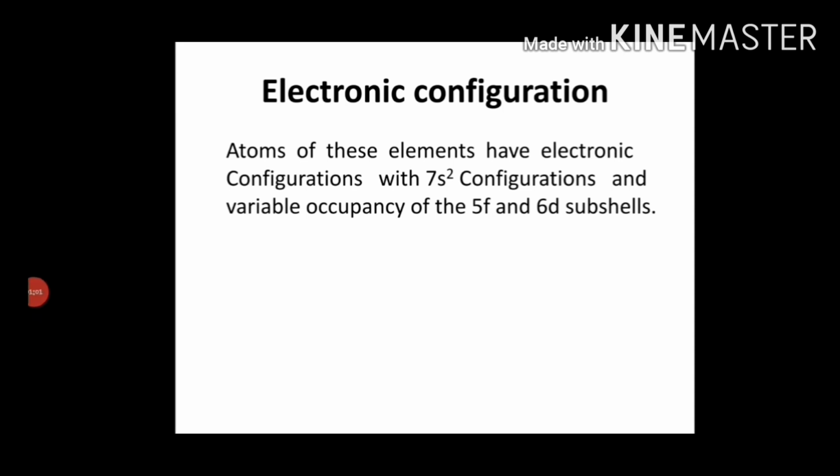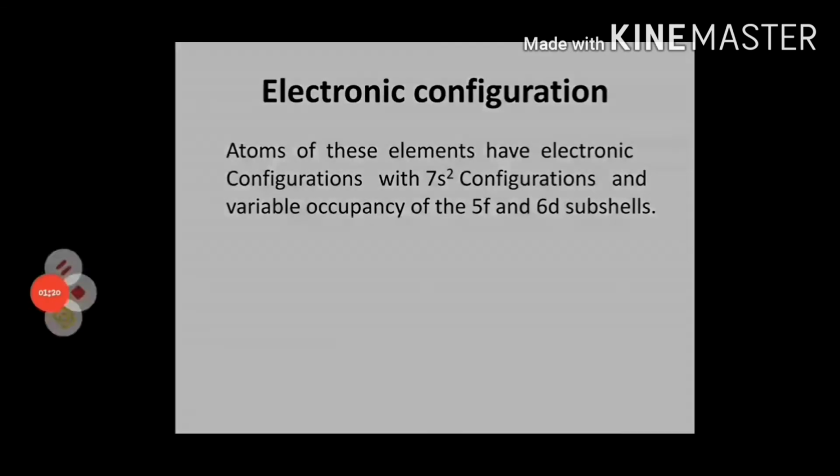If we look at the electronic configuration of actinoids, then atoms of these elements have electronic configurations with 7s2 configurations and variable occupancy of the 5f and 6d subshells.